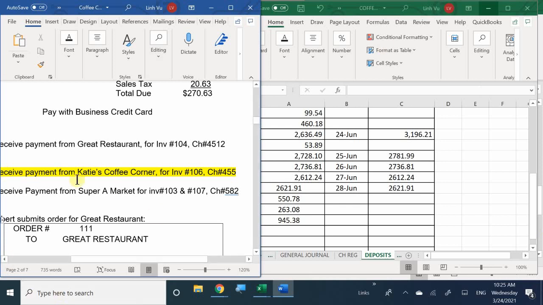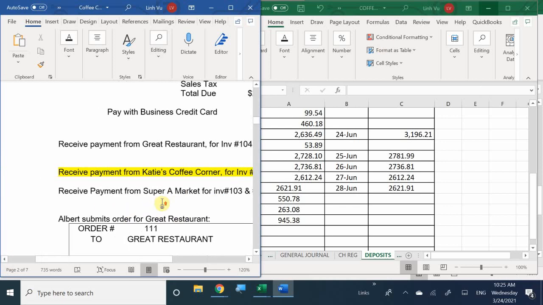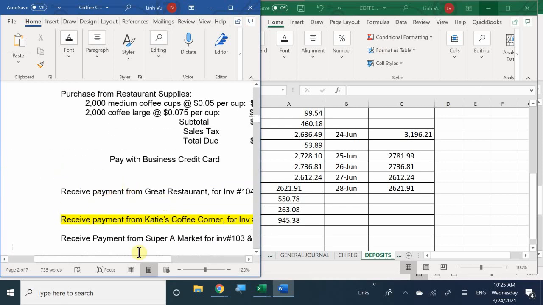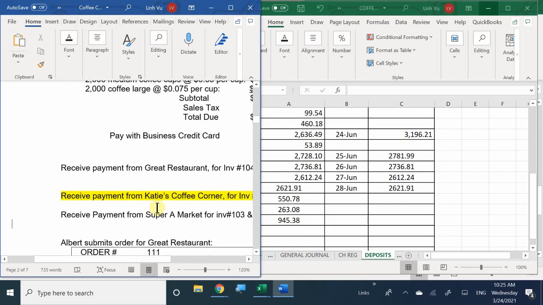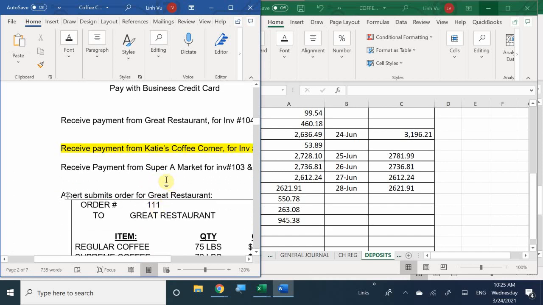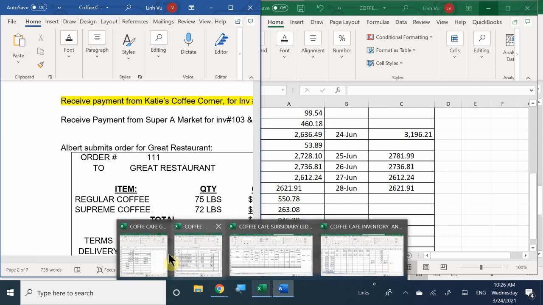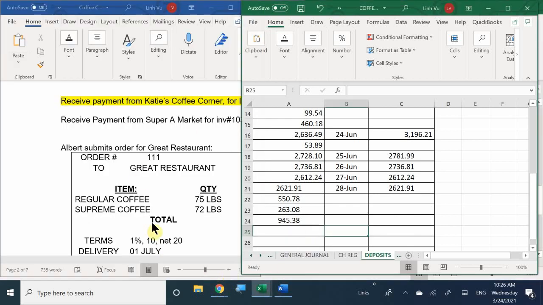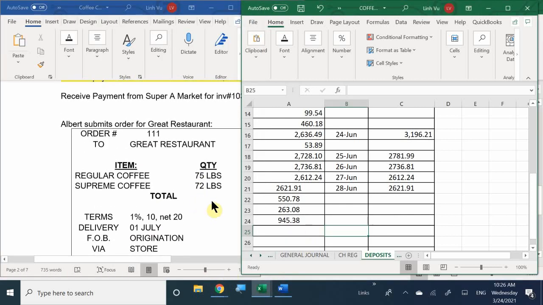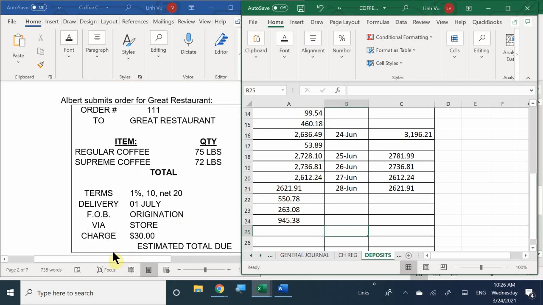Okay, so we last left off entering in 3 payments, which all 3 of them received discounts for. So now that we've computed all of that, let's see what happened next. What do we have here? Albert submits an order for the Great Restaurant. Okay, he just submits an order for the Great Restaurant. Let's take a look.